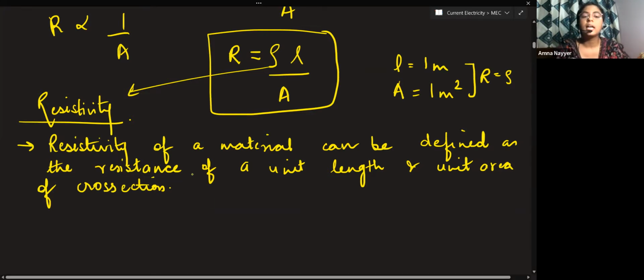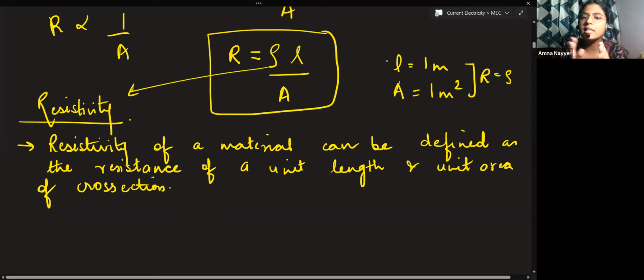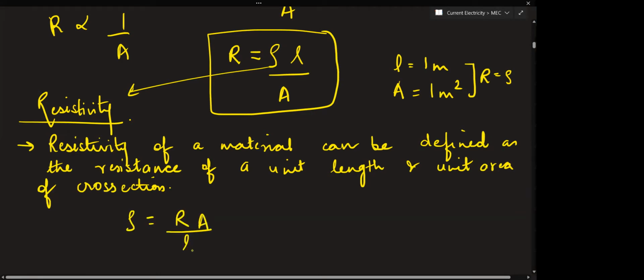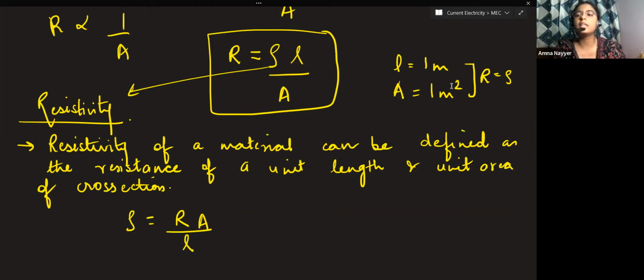You can add it. Now formula derivation is very easy. R is equal to rho L by A. So rho will be equal to what? Rho will be equal to R multiplied by A divided by length. Now R multiplied by A divided by L, I have it. But I also have the formula of R. What was the formula that we have derived?